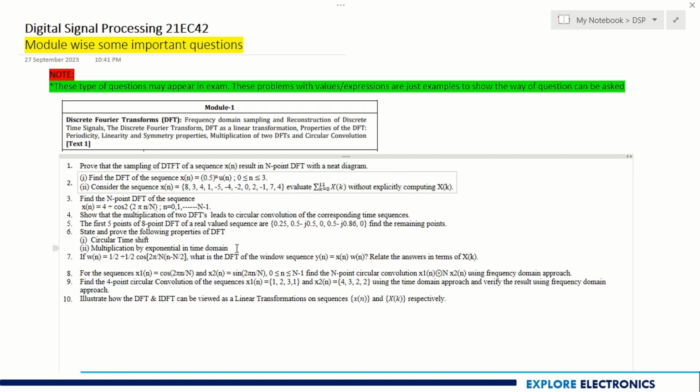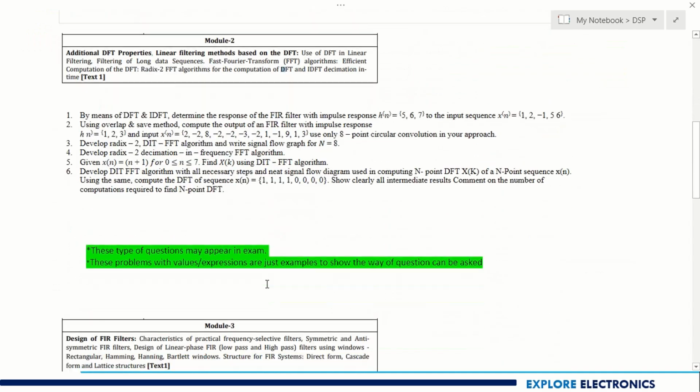And coming to other problems, you can see 7, 8, 9 and 10. So these are the different kinds of questions you may get in module 1. And don't stick to these questions or problems with these values. These are the kind of questions you will get in exam. And let us move on to module 2.